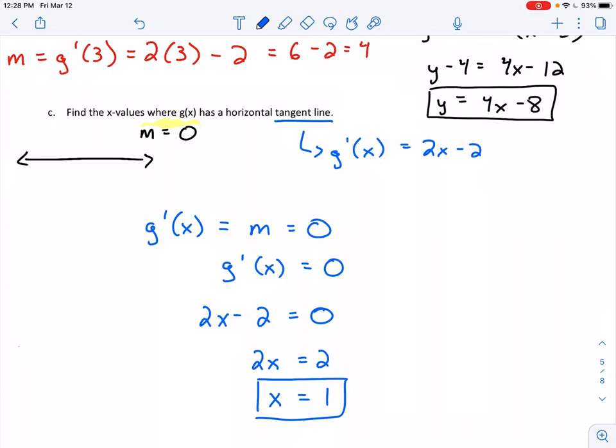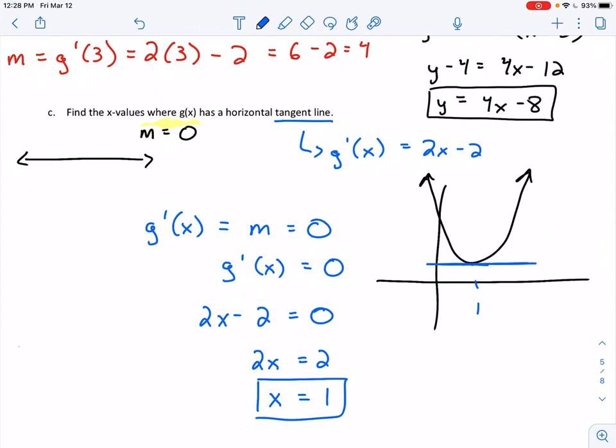And I'll go ahead and post the graph of this horizontal tangent line along with our function as well, but I can sketch this one in really quickly. If I were to graph our function, it should look something like this. And as I sketch in x equals 1, if I look at the tangent line there, well, the tangent line should be horizontal, which is exactly what we found here in part C.